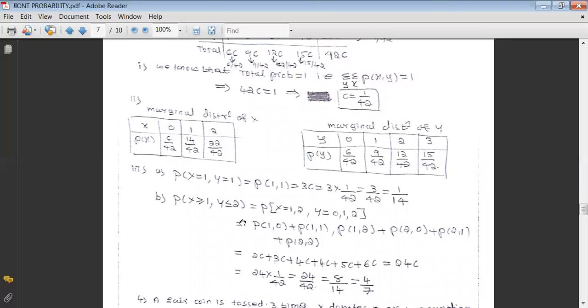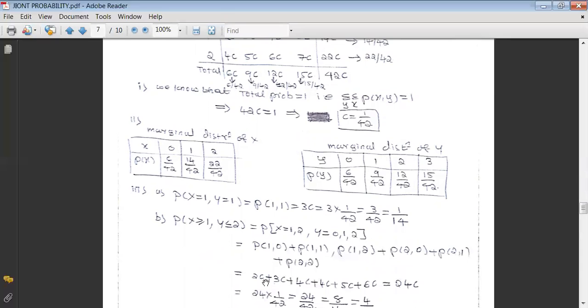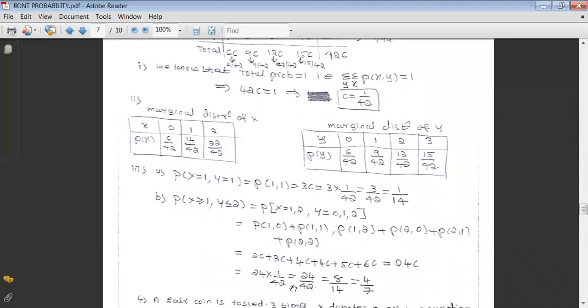And this p of 1, 0, that is the joint probability that the variable x takes the value 1, y takes the value 0. When you come here, when x takes the value 1, y takes the value 0, it is 2c, that you have written as 2c here. Next, 1, 1. When both are taking the values 1 and 1, its value is 3c.